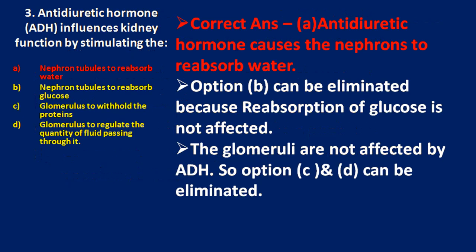Antidiuretic hormone causes the nephrons to reabsorb water. That is a fact. Option B can be eliminated because reabsorption of glucose is not affected. Option C and D can be eliminated because the glomeruli are not affected by antidiuretic hormone. And we can reach the answer, that is option A, nephron tubules to reabsorb water.